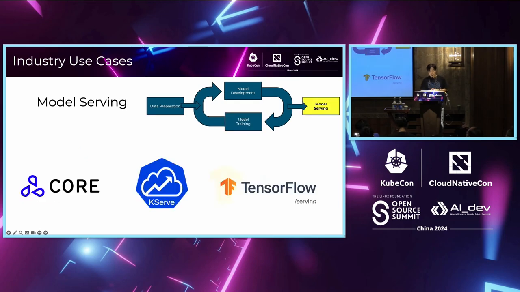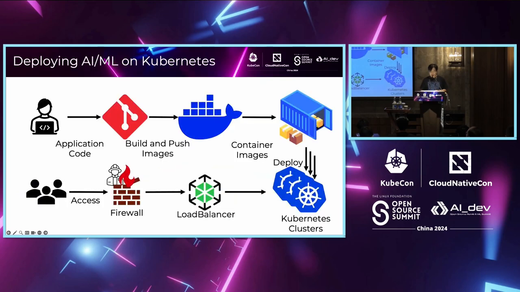In the serving stage, KServe and TensorFlow Serving are famous frameworks to help you serve your AI models. Thinking about how to deploy AI machine learning on Kubernetes, we have this kind of flow. Developers develop their AI application code, build it to a repository, make it container images, then deploy it to Kubernetes. And then the consumers will access the Kubernetes cluster via the public internet.